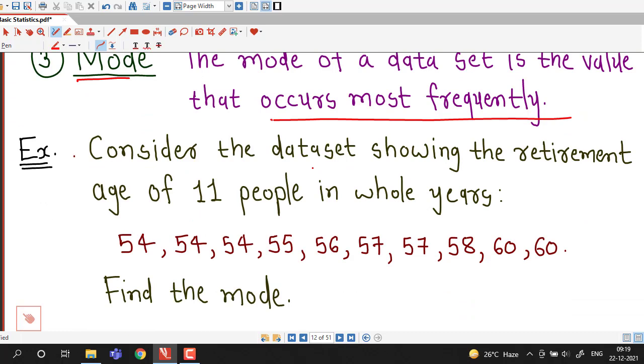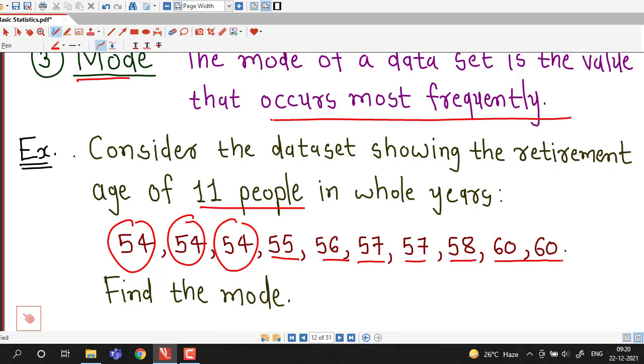So here we have considered the data set showing the retirement age of 11 people in whole years. So here we are having these observations. So we find out that observation which is repeating most frequently. So from this we can see that this 54 repeats 3 times, 56 is not repeated, 57 repeats 2 times, 55 repeats single time, and 60 is repeating 2 times. So mode of this data is 54. So mode is the value that occurs most frequently.